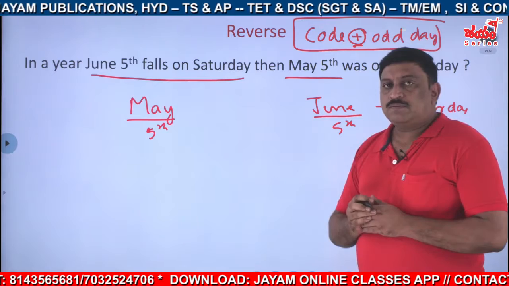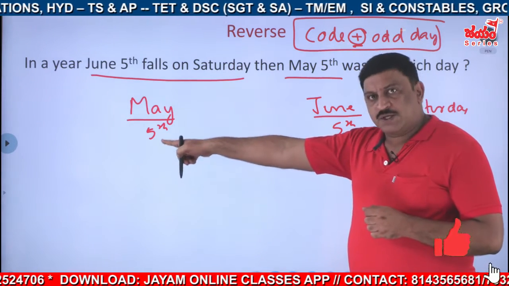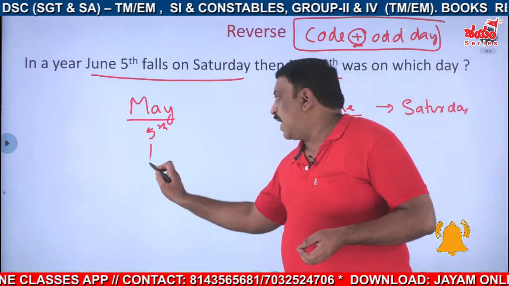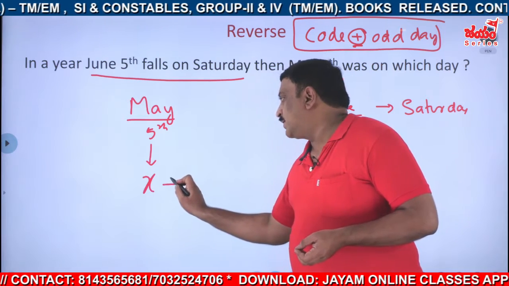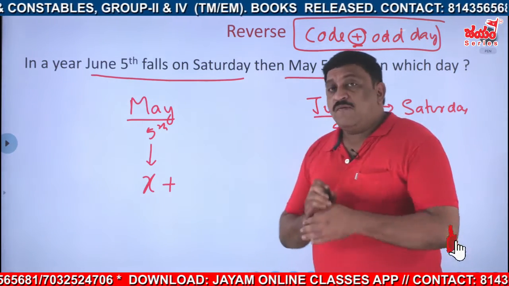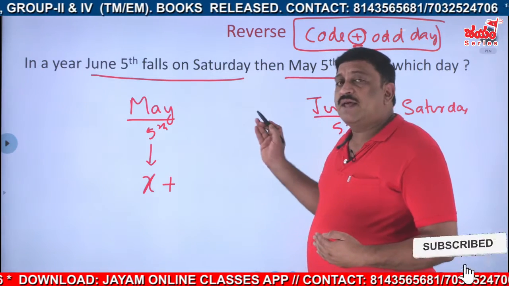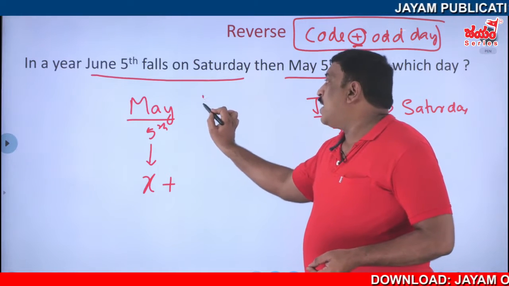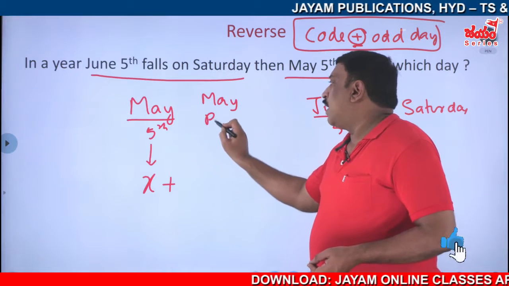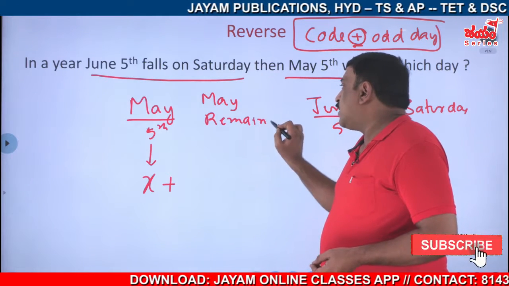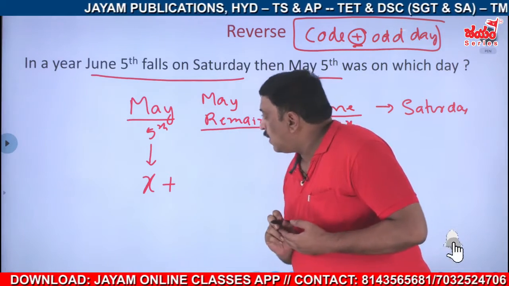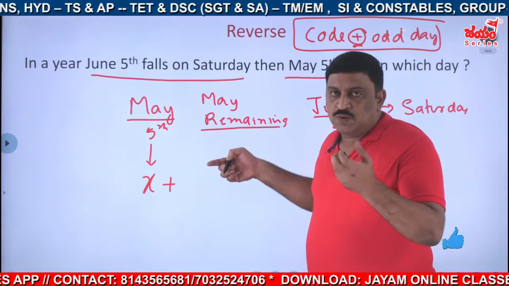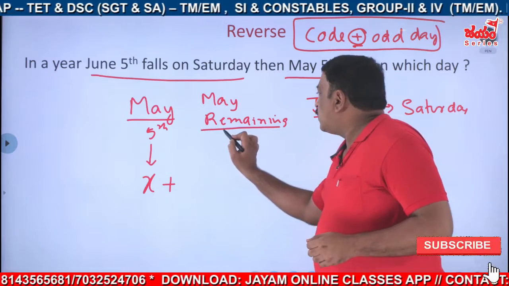In this one, we don't know the code, that means we have to find it out. For that reason, you put that as x and start. X plus. Right? After May 5th, how many days are there in May? May month consists of 31 days. So, May remaining days come to how much? 31 days means 5 plus how much? It is 5 plus 26 days, right? So, put that 26.